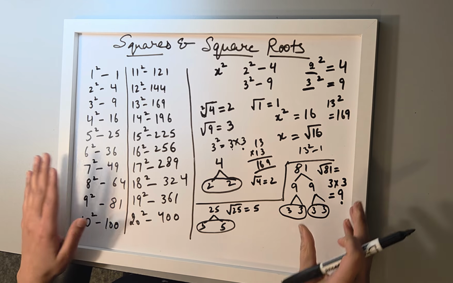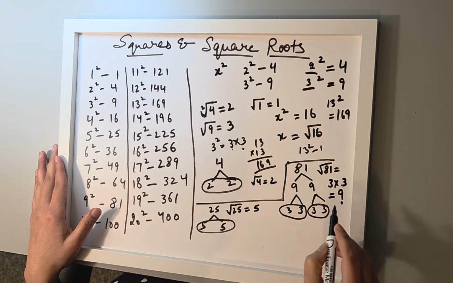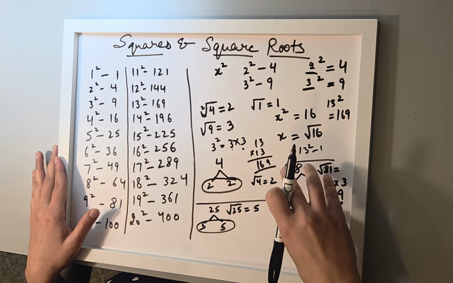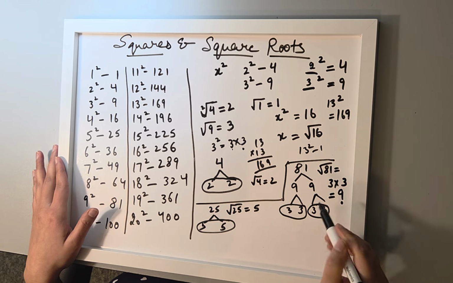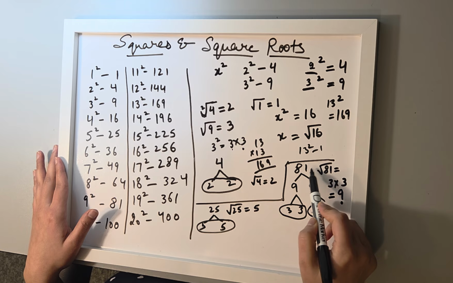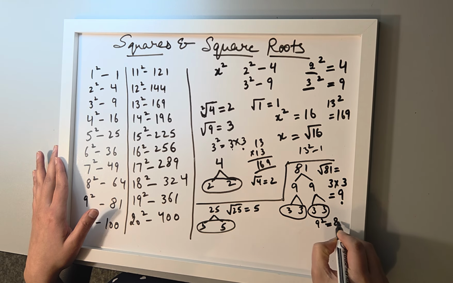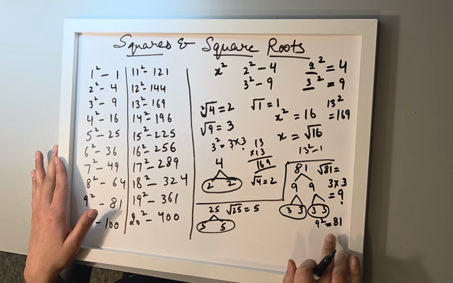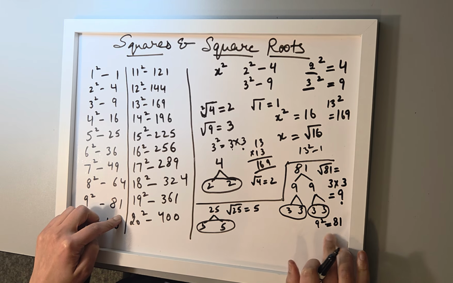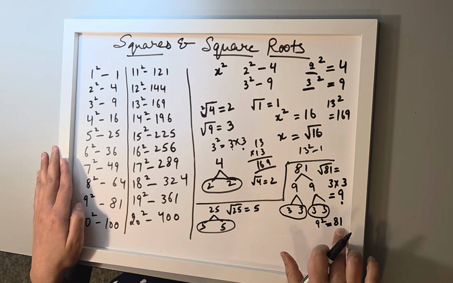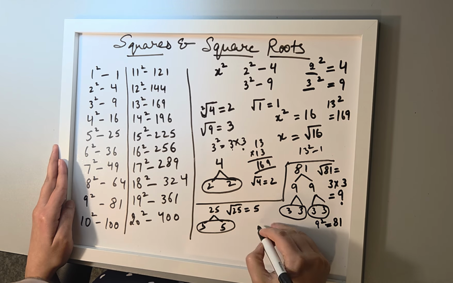And how do we prove that we've got the right answer? Because I told you square root is the opposite of square. So if the square root of 81 is 9, it means if we do 9 square, we should get 81. And we know 9 into 9 is 81. So we have the right answer. Let's take another example.